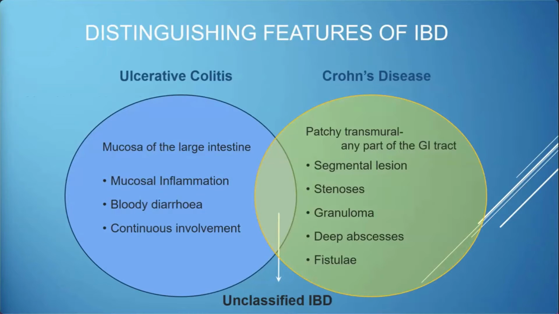Crohn's and ulcerative colitis may present with similar symptoms, but the distinguishing features between them are that ulcerative colitis affects the mucosa of the large intestine, the mucosal layer becomes inflamed, there's bloody diarrhea, and it's a continuous involvement. With Crohn's disease, there's patchy transmural involvement, which is full thickness of any part of the GI tract. You then get segmental lesions, which are skip segments of inflamed and non-inflamed bowel. With the inflammation, the bowel becomes stenosed, which are narrowed sections. There are granulomas present in Crohn's, but not in ulcerative colitis. You may have deep abscess formation and fistulae.